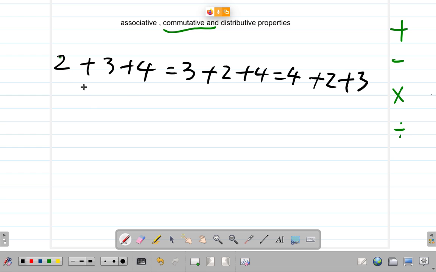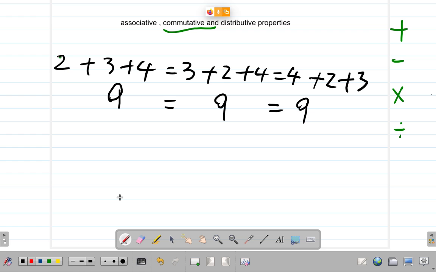Let's see. Now the thing is, if we get the same answer to each, then we can say that addition is commutative. If not, then we would have to say addition is not commutative. So let's see what happens. 2 plus 3 is 5. 5 plus 4 is 9. Is it equal to this? 3 plus 2 is 5. 5 plus 4 is 9. Okay, working so far. What about this? 4 plus 2 is 6. 6 plus 3, 9. Okay, good.